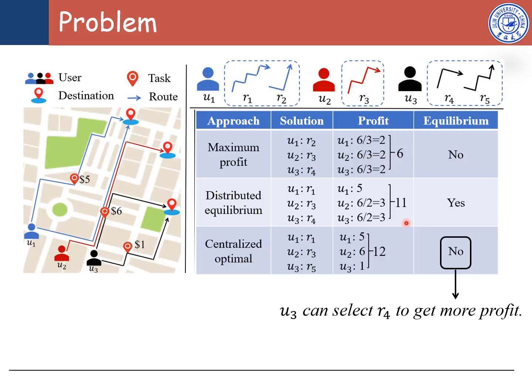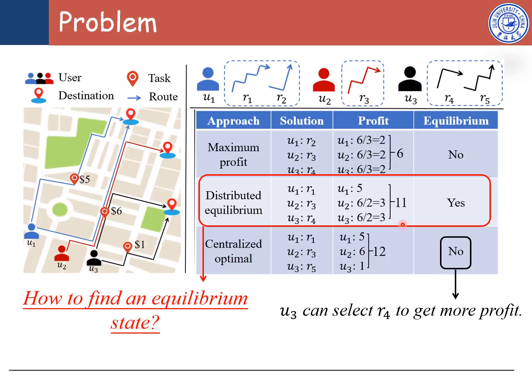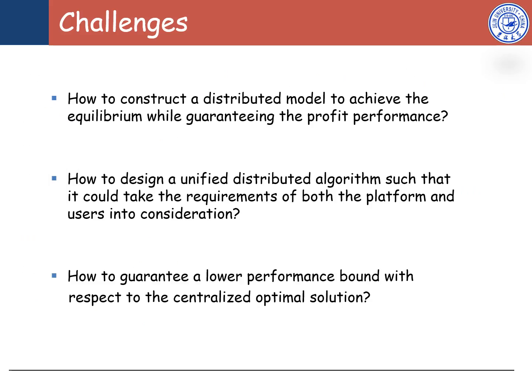So, the problem in this paper is how to design a distributed route navigation approach to reach an equilibrium state while guaranteeing a good profit performance. There are 3 challenges. The first is how to construct a distributed model to achieve the equilibrium while guaranteeing the profit performance.